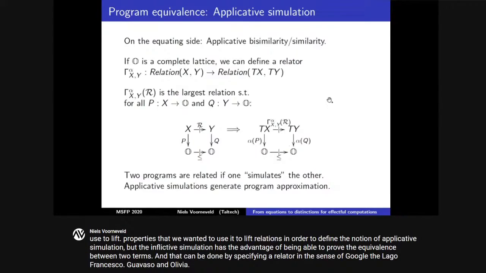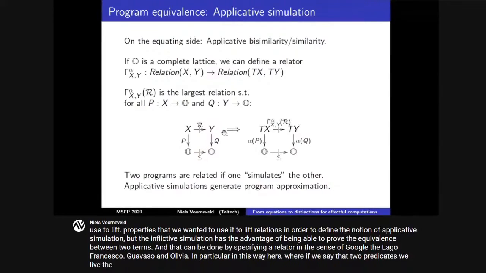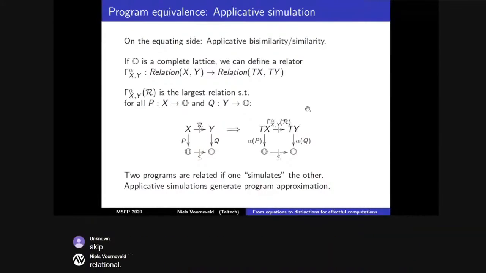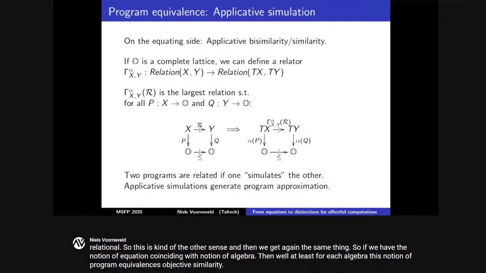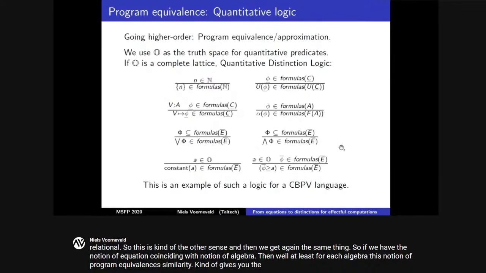In particular in this way here, where if we say that two predicates, we lift a relation on x and y to a relation on tx and ty. So this is kind of the other sense. And then we get, again, the same thing. So if we have the notion of equation coinciding with the notion of algebra, then at least for each algebra, this notion of program equivalence, this applicative similarity, coincides with the notion of program equivalence that you get from the quantitative logic.